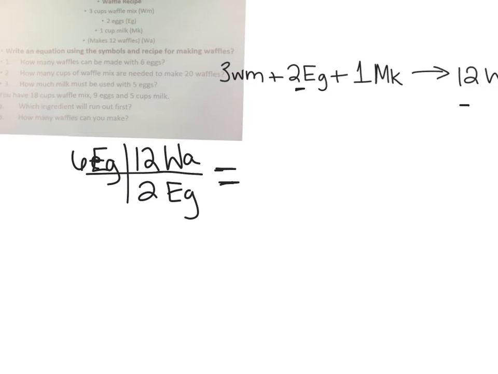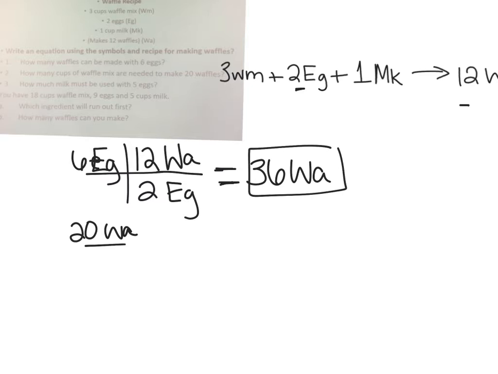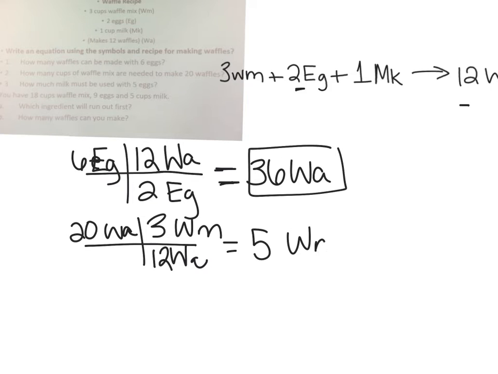So what was the answer to number 1? 36. Good. So we had 36 waffles. Question number 2 said, how many cups of waffle mix are needed to make 20 waffles? So we had 20 waffles, and then I had 3 over 12, waffles, so then we had waffle mix on top. So you had 3 over 12. What did you guys get for that one? 5 cups of waffle mix.